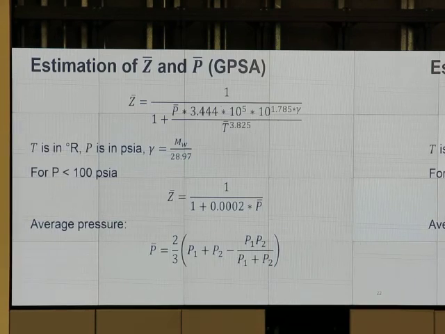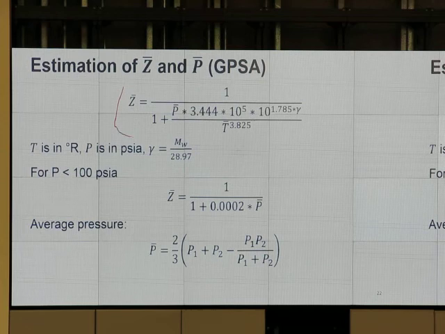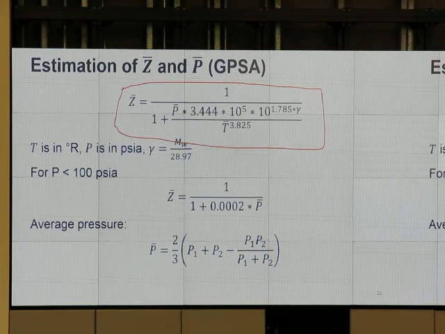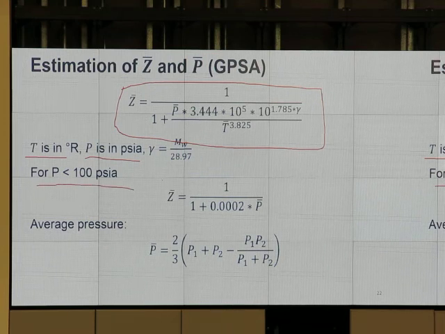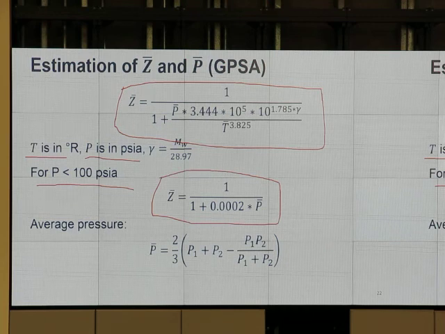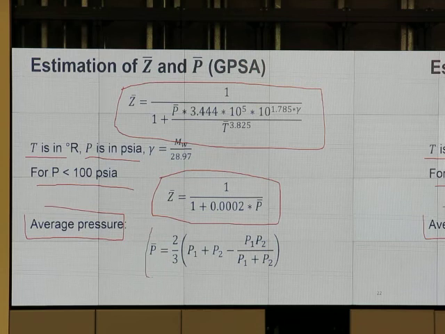To do it more correctly, we have a quick expression to get the compressibility factor: Z average as a function of P average and temperature average. T is in Rankine, P is in PSIA, and gamma is molecular weight over molecular weight of air. For pressure less than 100 PSIA, that's a quick formula to get compressibility factor. And pressure can be averaged by using this formula.